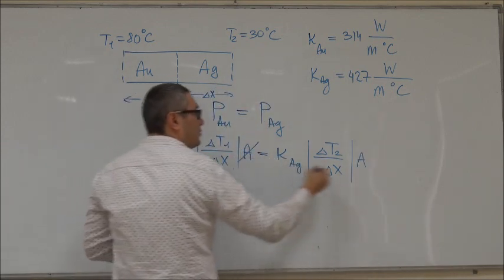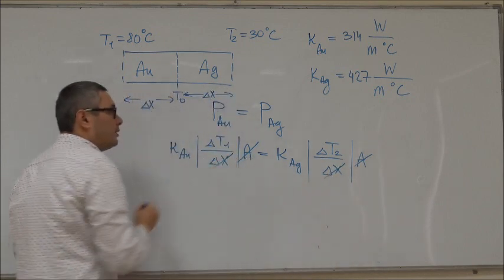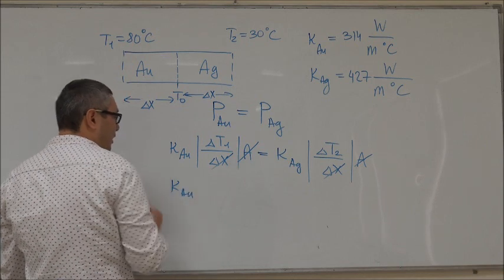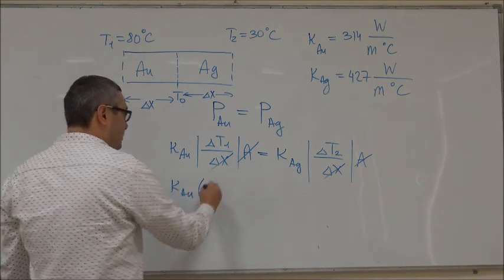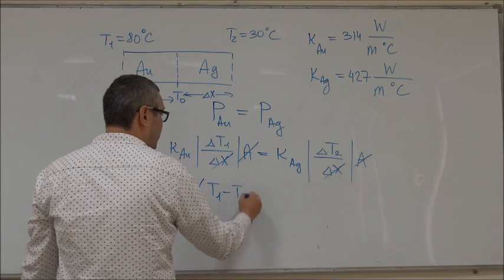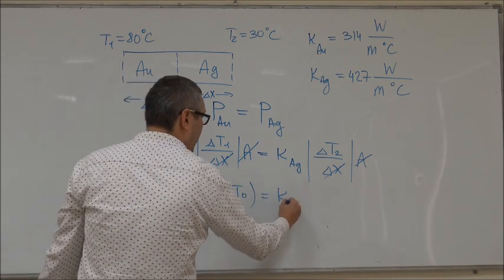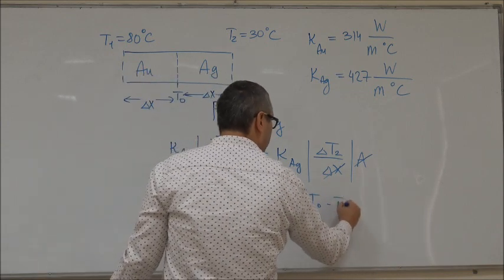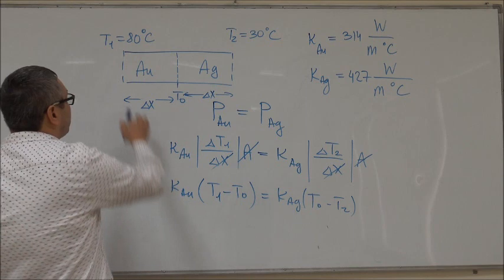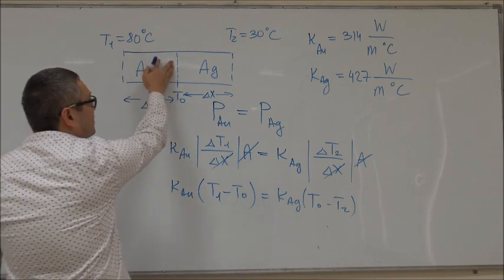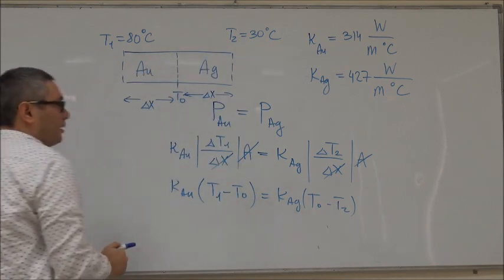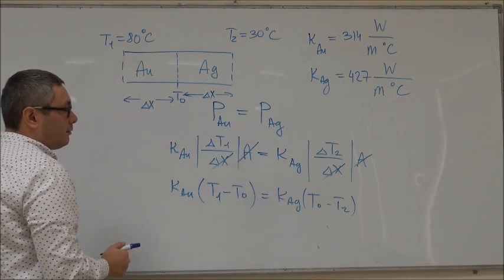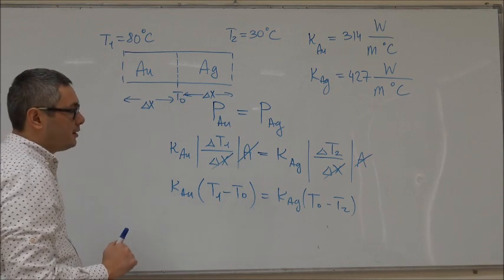The cross-sectional areas will cancel out, delta X will cancel out, then you can say that this is equal to K_Au times (T1 minus T0) equals K_Ag times (T0 minus T2). So T1 is at a higher temperature than T0, T0 is at a higher temperature than T2. And these are absolute values, so we should get a positive quantity on each side. Then from here you can just calculate for T0, right?